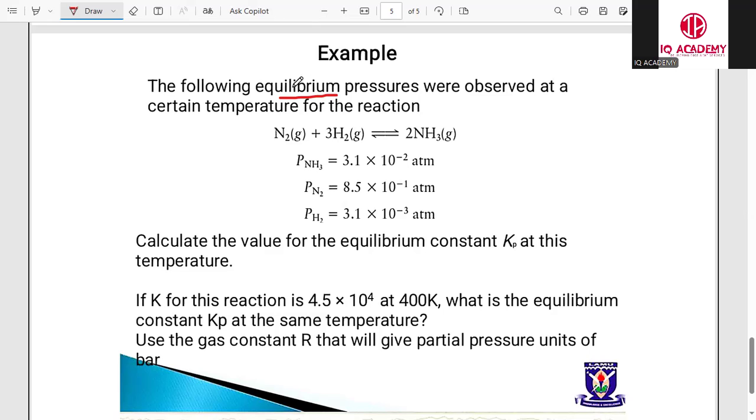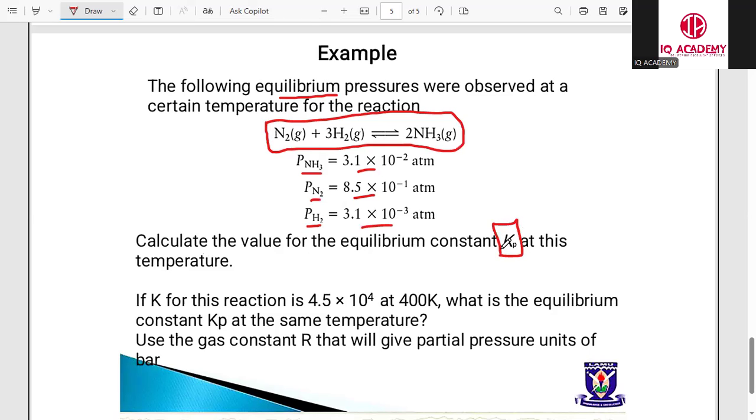Okay, so here they're saying the following equilibrium pressures were observed at a certain temperature for the reaction. So this is just the Haber process. Okay, we are manufacturing ammonia. So the pressure for the ammonia is this guy. The pressure for the nitrogen is this guy. The pressure for the hydrogen is this guy. Then they're saying calculate the value of the equilibrium constant Kp.